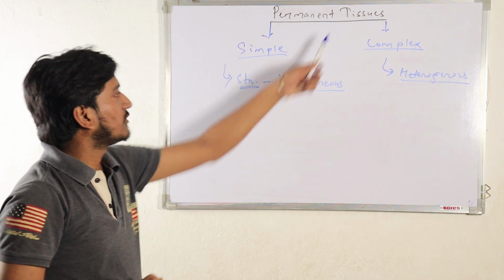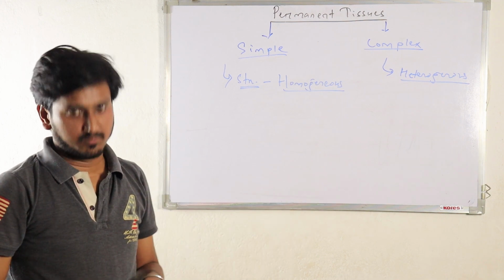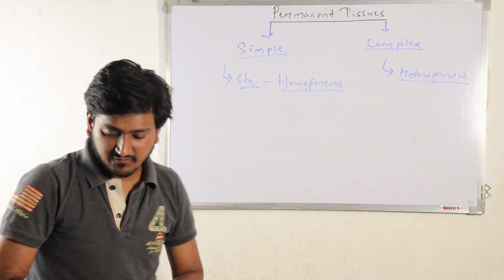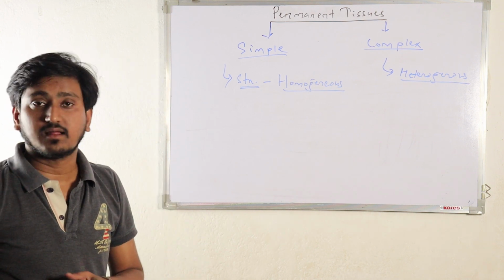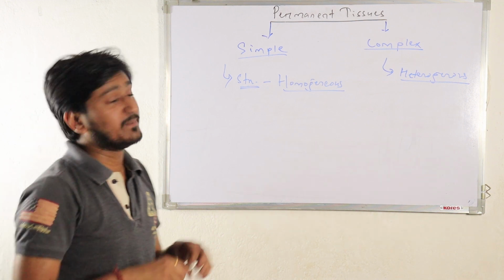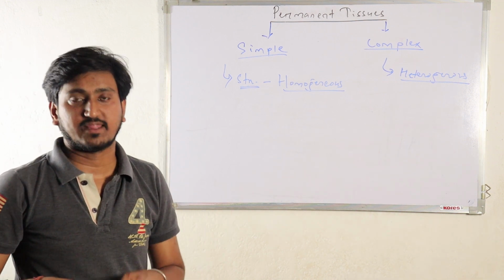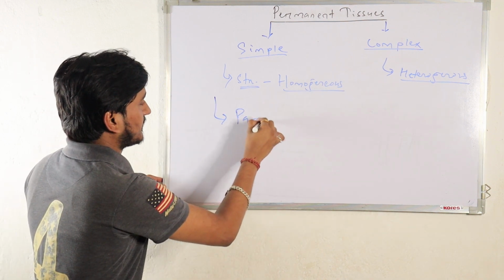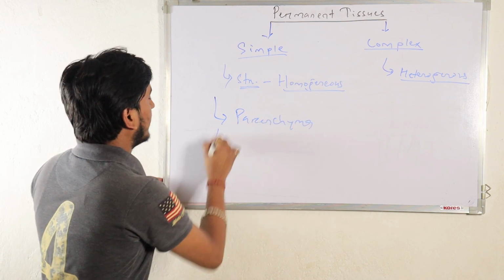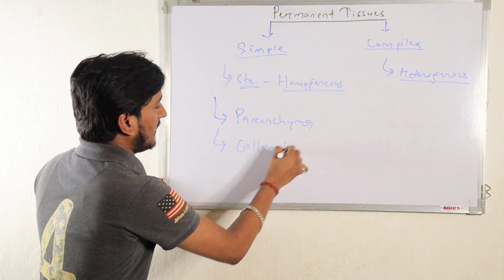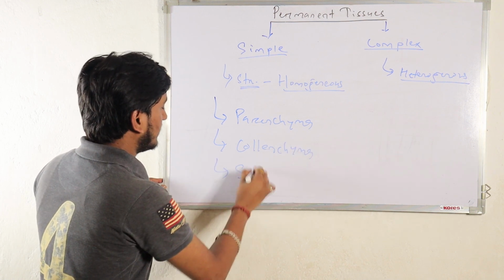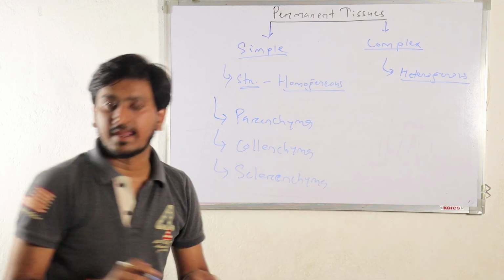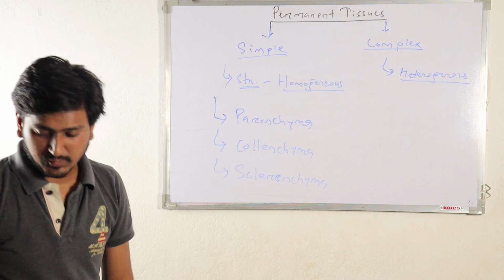First of all we will learn about the simple permanent tissue and later we will move to the complex permanent tissue. First, the functions of the simple permanent tissue, okay. They have a very simple structure, and that's why they have simple functions. They can store some items, okay, they store food. The simple permanent tissue has three kinds. The first kind is parenchyma, the second one is collenchyma, and the third one is sclerenchyma. These are the three kinds of simple permanent tissue, okay.